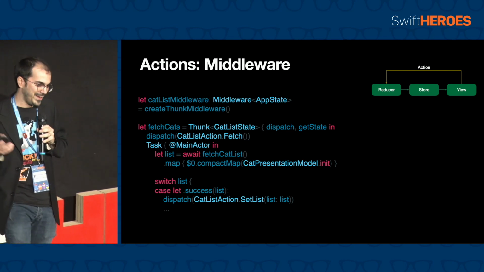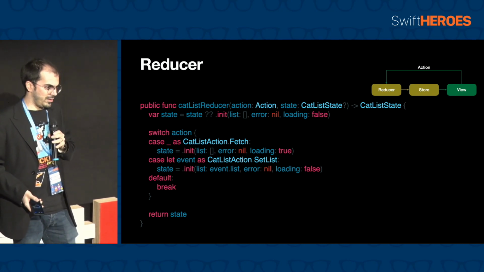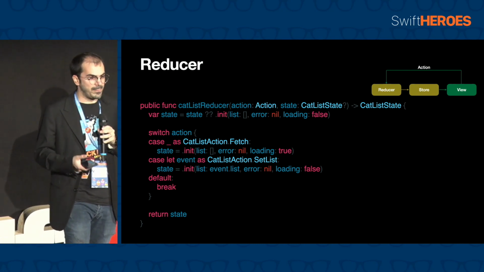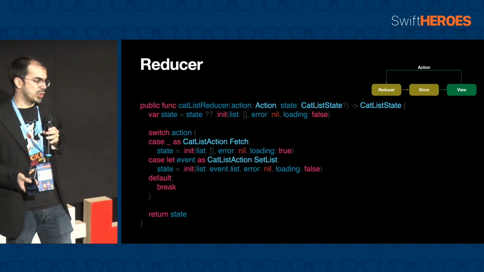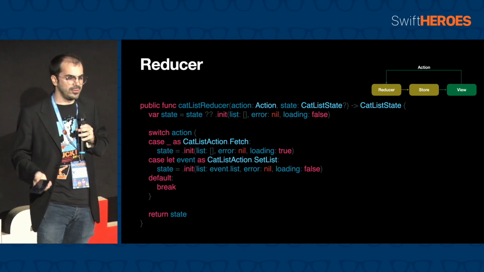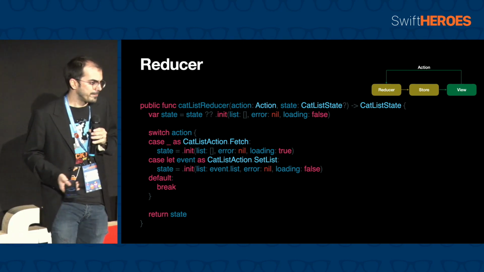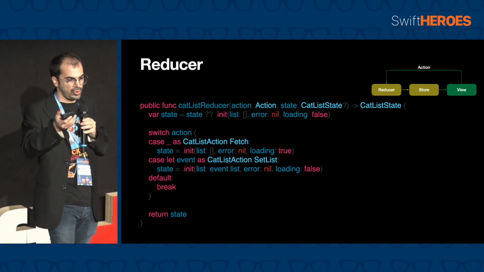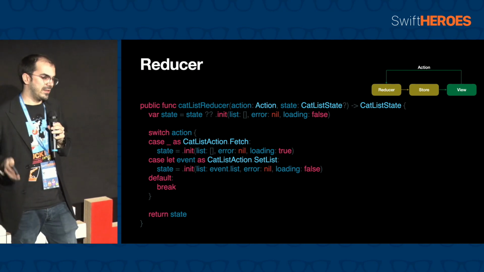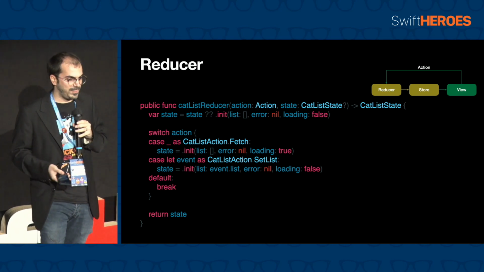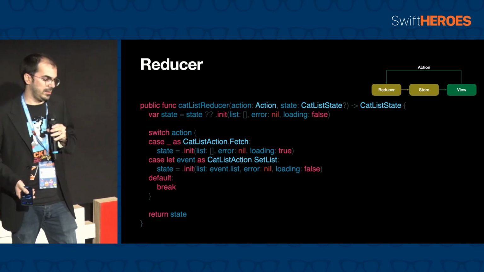So as I said at the beginning, they are received by the reducer. The reducer catches the action, and it is implemented like a simple switch on the actions, in which for each action received, I decide to assign a new state. And I return the state assigned, of course. For example, for the fetch action, I want to set the variable loading to true, because I want to show the spinner in the view. The same for the list. When I receive the list, I set the list.